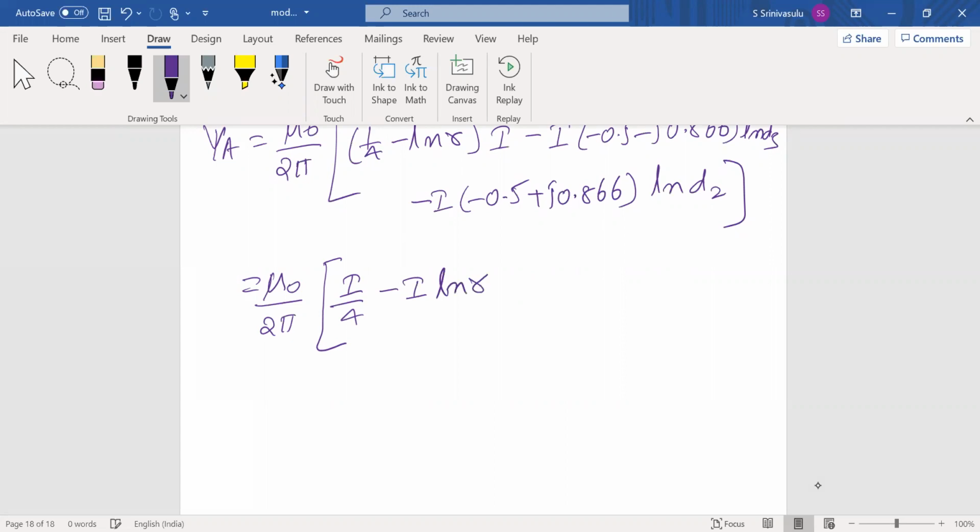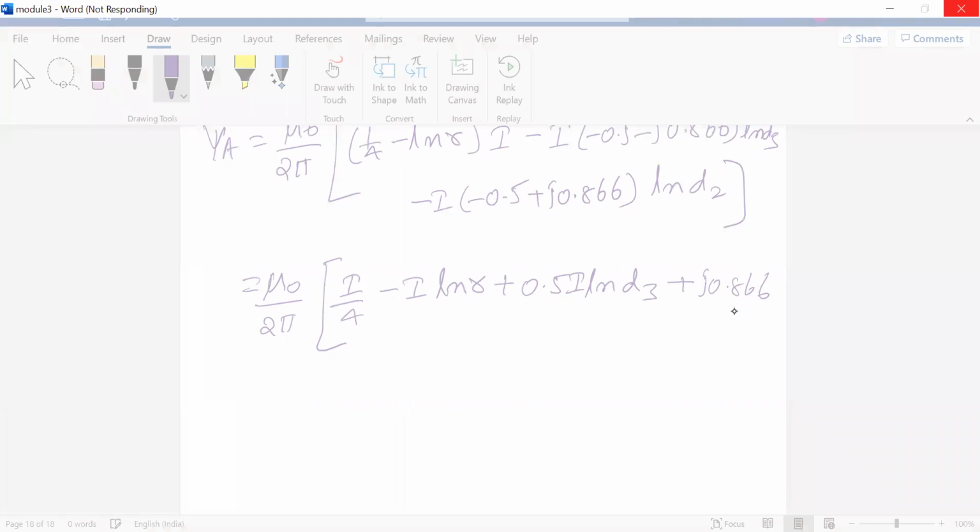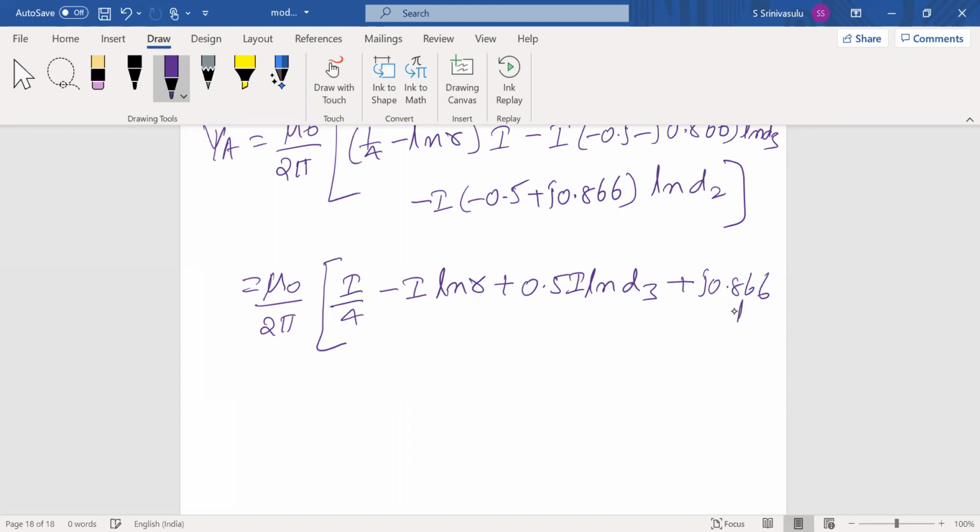I into ln of r, plus, writing the real terms on one side, minus of minus plus 0.5 I into ln of D3, plus J 0.866 I into ln of D3, plus 0.5 I into ln of D2 minus J 0.866 I into ln of D2.